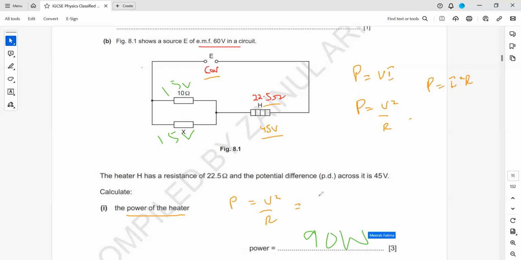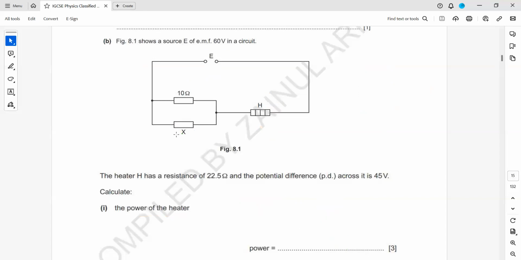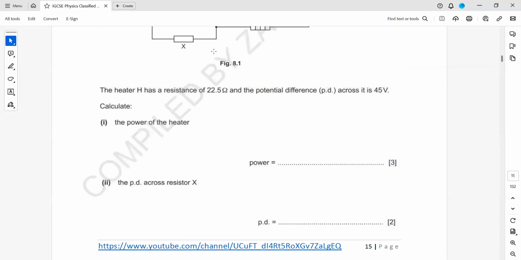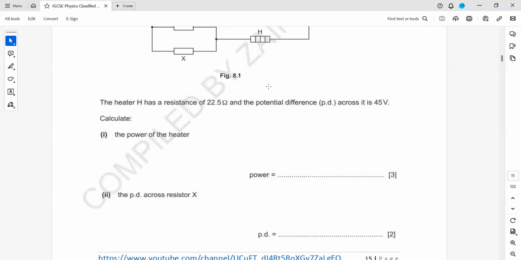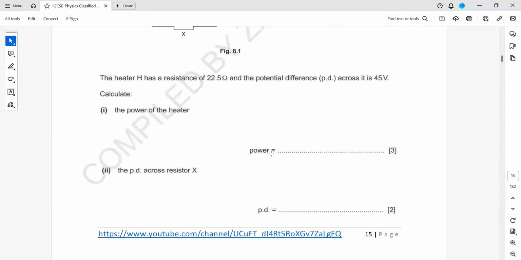So V is 45 squared divided by resistance, 22.5. 45 squared, so this will be 90 watts. The potential across resistor X. So what will be the potential across resistor X? We did that part, it will be 15.